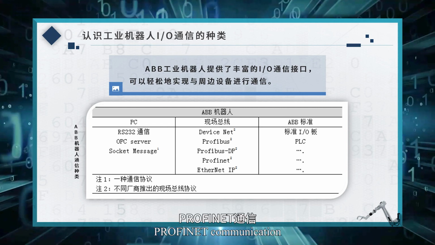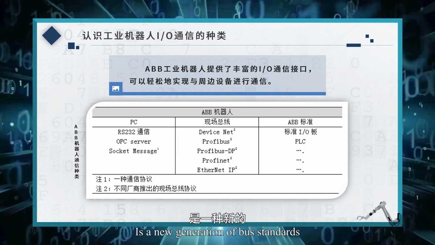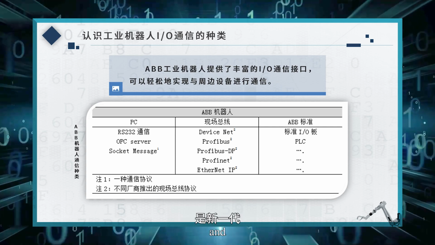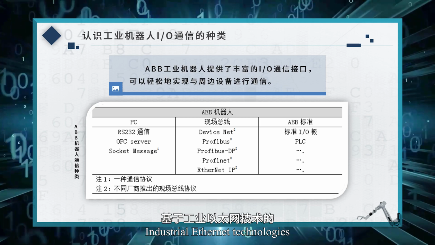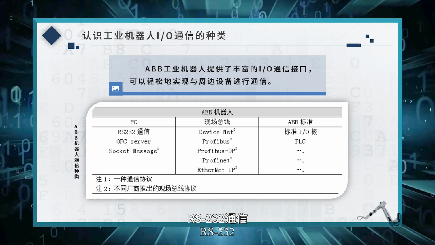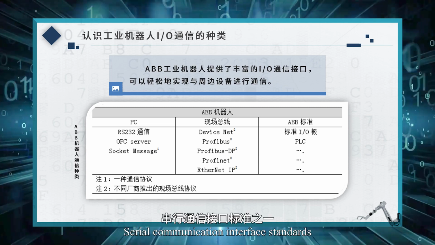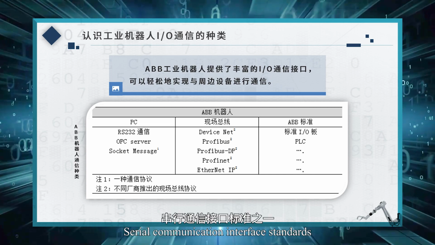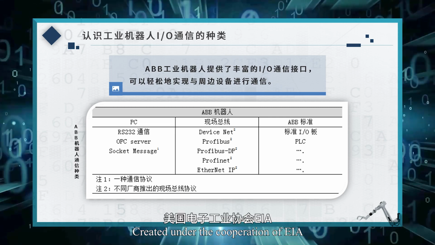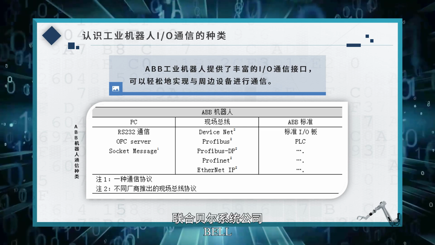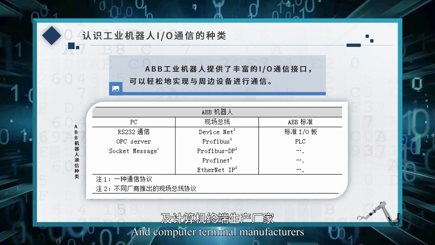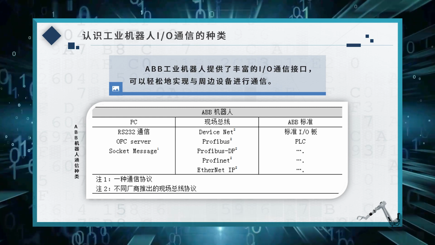Profinet communication is a new generation of bus standards based on Ethernet communication and industrial Ethernet technologies. In conclusion, RS-232 is one of the common serial communication interface standards. It was created under the cooperation of EIA US, Bell, modem manufacturers, and computer terminal manufacturers in 1970.